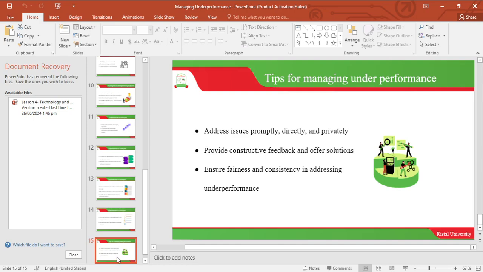Then ensure fairness and consistency in addressing underperformance. Don't segregate. This one comes from this region, this one is a lady, this one is like this. No, treat them equal. It's about training all the underperforming employees. Okay? It's about coaching, whatever strategies you're going to put in place to avoid underperformance, it has to be equal. Don't segregate, because if you segregate, the organization is going to suffer at the end of the day. Like I've told you from the beginning, the performance of the organization actually depends on the performance of individual employees. If the employees are underperforming, automatically the organization suffers.